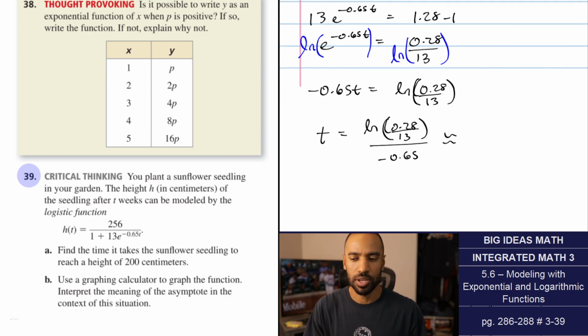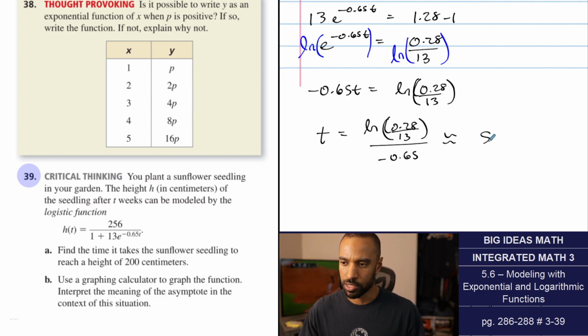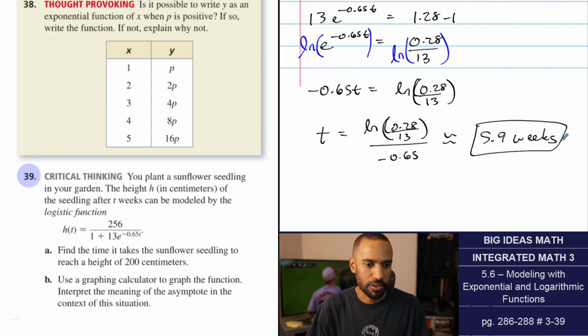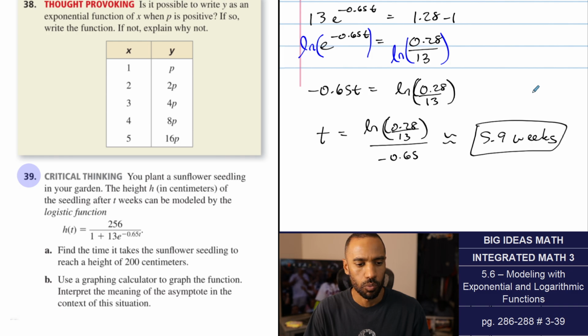So let's see what this number is. I got natural log 0.28 divided by 13, close the parentheses, and divide it all by negative 0.65. I'm getting about 5.9 weeks. It's going to take about 5.9 weeks for the sunflower seedling to reach the height. The height will reach about 200 centimeters after 5.9 weeks.